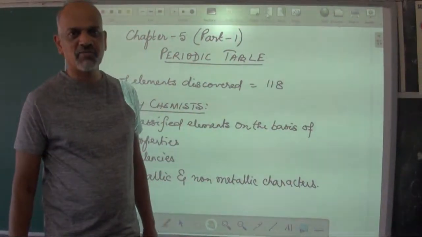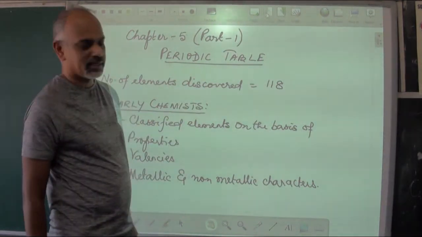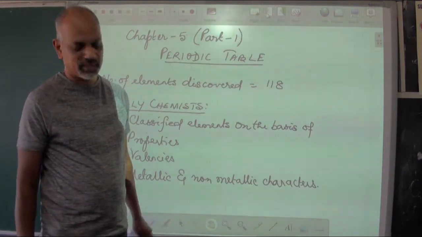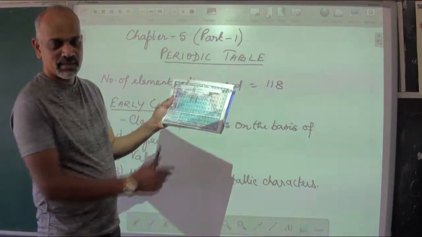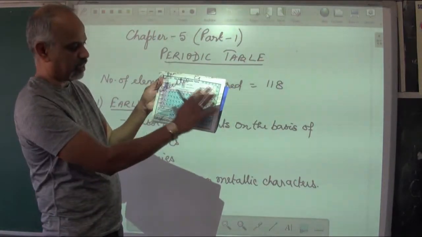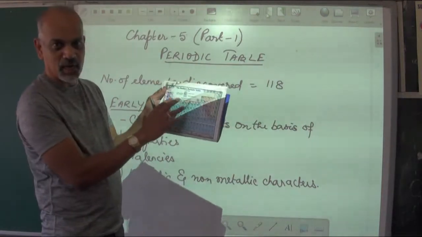This is chapter number 5. It's on the periodic table. If you want to actually see the periodic table in your textbook, it is on the last page. This is the whole periodic table. You will not be learning everything. In the next class, I will tell you what exactly you will learn from here.